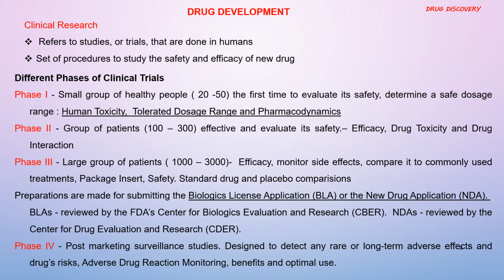Phase 3. It is an expanded randomized multi-center trial which includes 1,000 to 3,000 patients. This phase checks the efficacy of the drug, monitors side effects, and compares it with a standard and a placebo drug. Placebos are substances which do not have any therapeutic value. It is a double-blind trial.